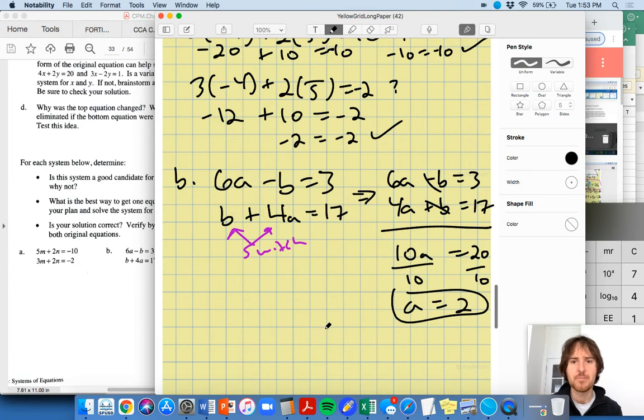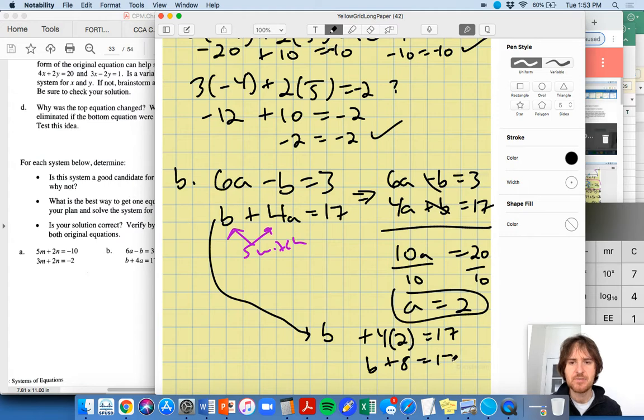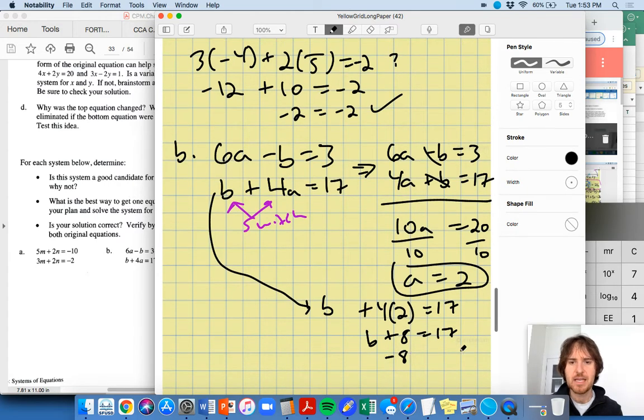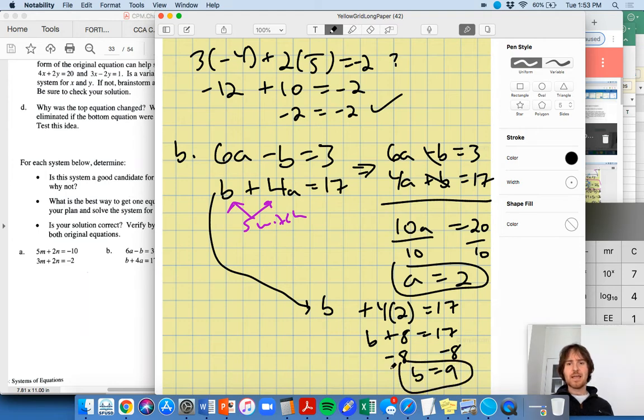Okay, my other answer is going to be for B, so I'm going to use this one for B right here. Might as well use that one, B plus 4A, so B plus 4 times 2 equal to 17. B plus 8, that equals 17. Subtract both sides by 8, right? If B, you got to add 8 to it, brings us to 17. B's got to be 9 there, right? But I can just subtract 8 from both sides. 17 minus 8, that's 9. And B equals 9. So there are my answers right there. So my solution is A equals 2 and B equals 9.